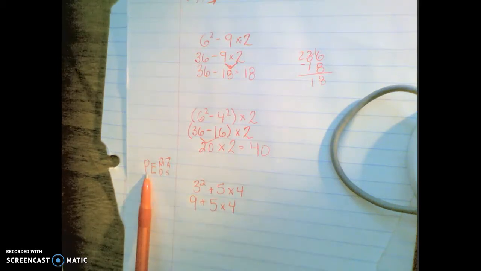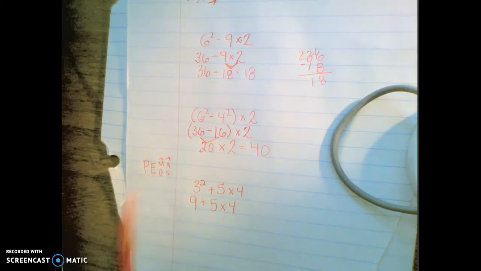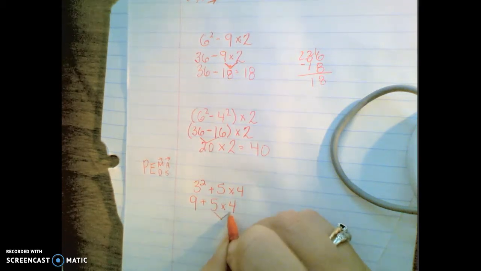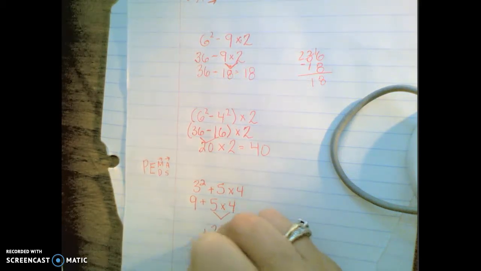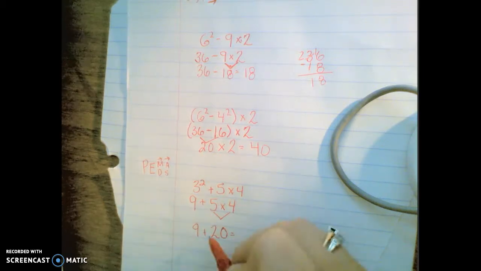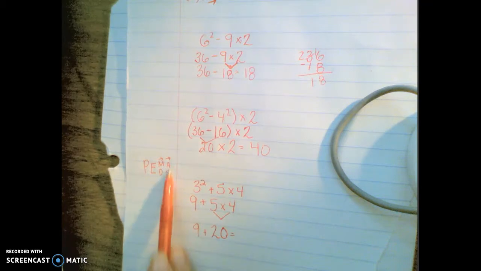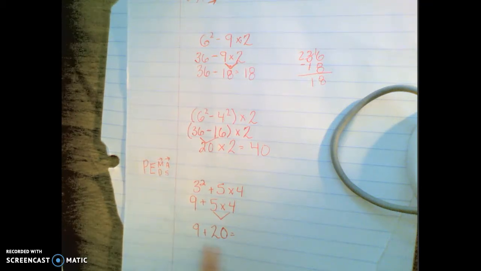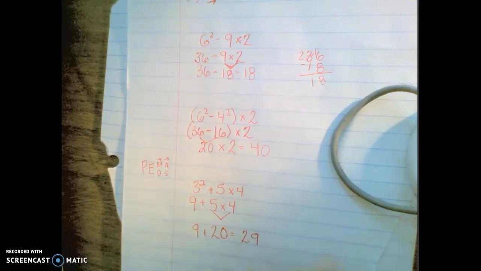Any parentheses? No. Any exponents? No. Multiplication or division? Yes. So I need to take care of this here. So 5 times 4 is 20 plus 9. And then there's nothing else. I am at the stitching part, the final step. I want to make sure there's absolutely nothing else I need to do. There isn't, so I feel confident that my answer should be 29. Hopefully you got 29 as well.